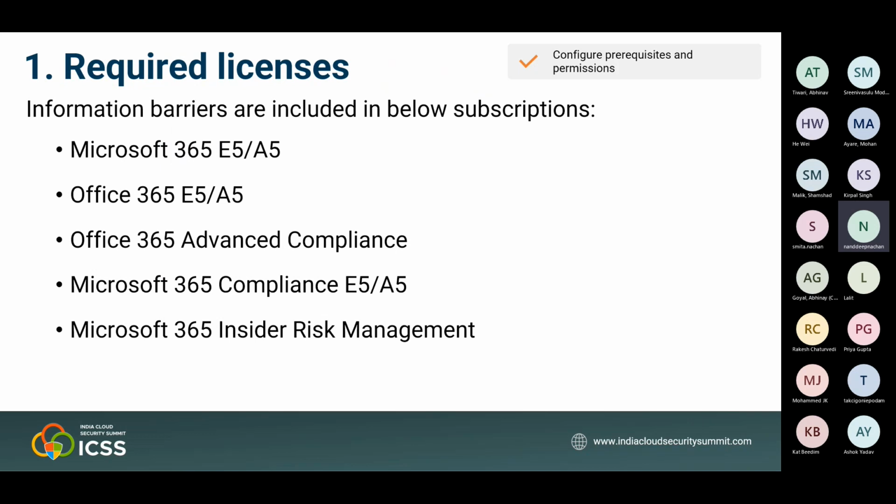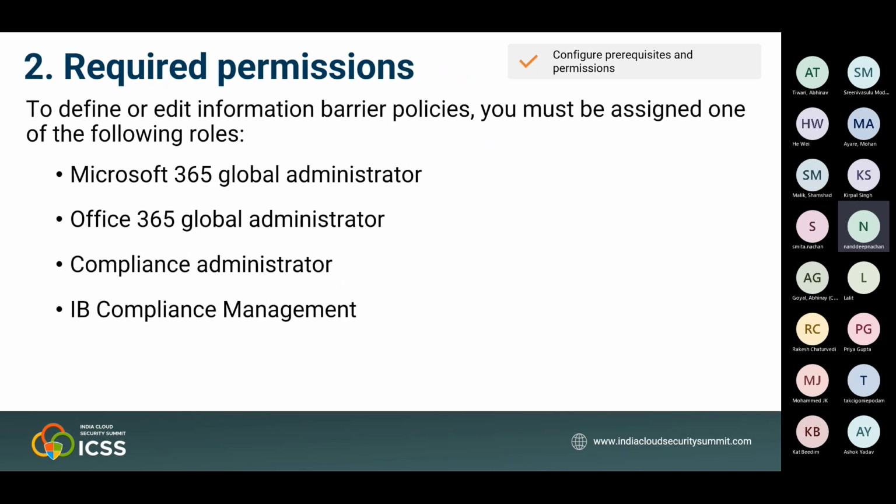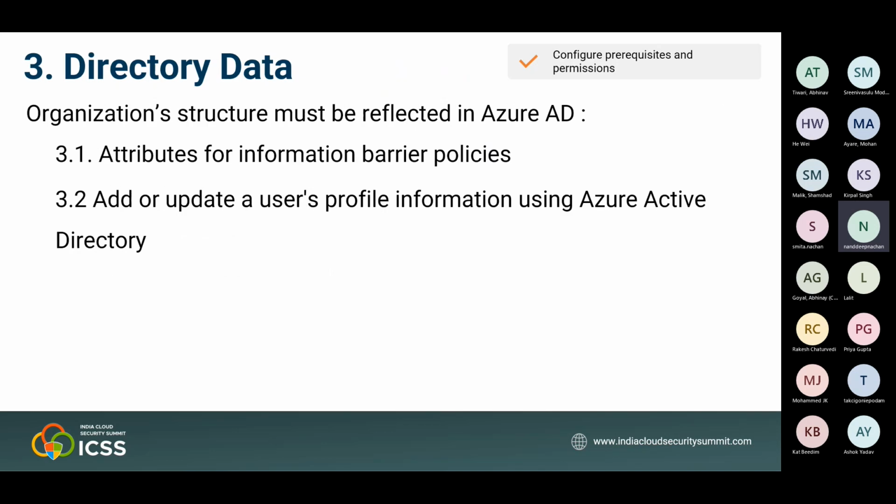All right. So firstly, prerequisites. These are the licensing requirements. At least we should have E5. Maybe we should have advanced compliance and insider risk management to go ahead and start using the information barriers. Then the required permissions: if you want to define or edit the information barriers, at least you should be a global administrator, compliance administrator, or information barrier compliance management role.